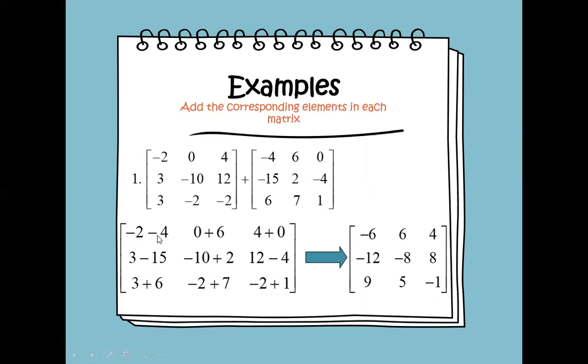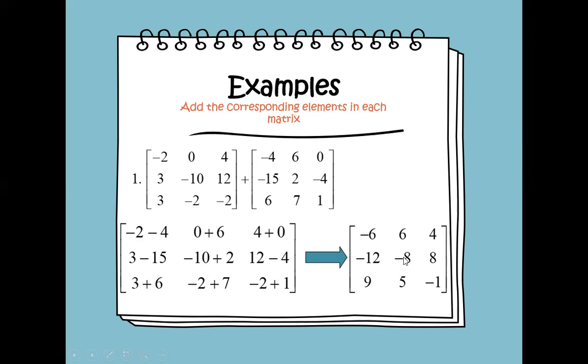-2 minus 4 is -6. 0 plus 6 equals to 6. 4 plus 1, 4 plus 0 is 4. 3 minus 15 is equals to -12. We will take the sign of the bigger number as usual, as we know.